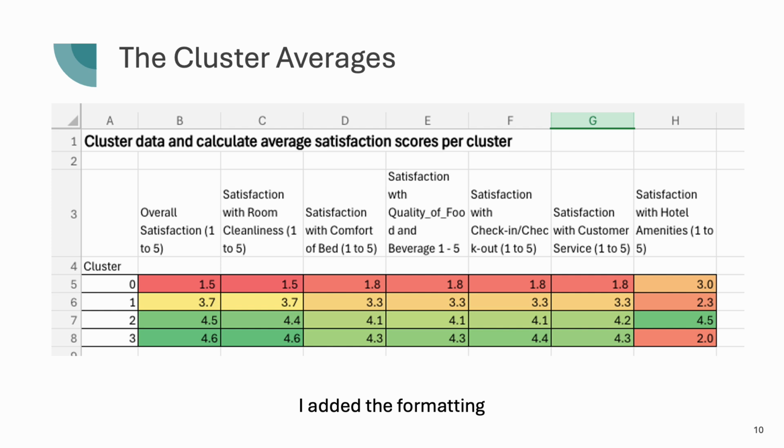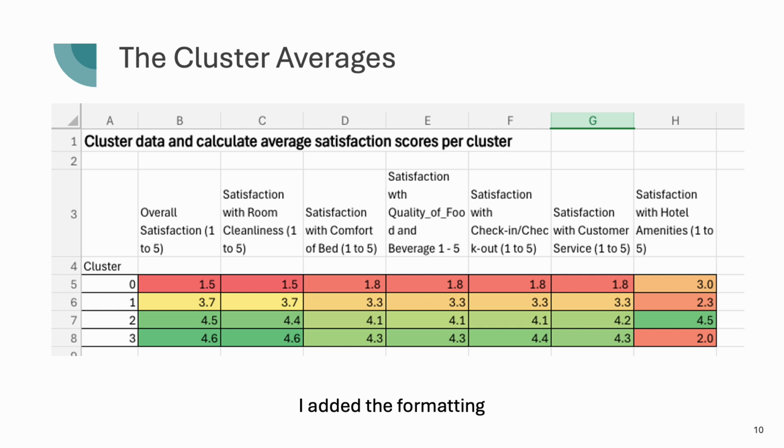I updated the formatting and put in the conditional formatting. I told it to only display 1 decimal place, and I gave it a bit more room for the headings. We can immediately see that cluster 0 doesn't like anything. Cluster 1 is a bit so-so about everything. Cluster 3 likes everything except the hotel amenities. And cluster 2 likes everything. So we can see why it's formed these 4 clusters.